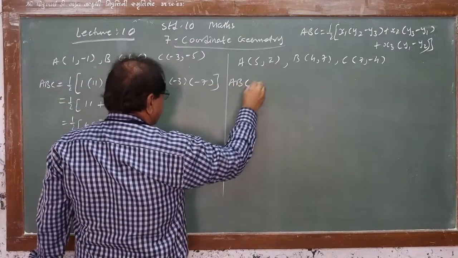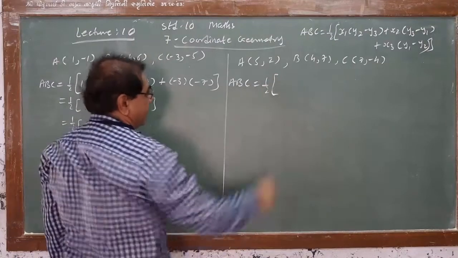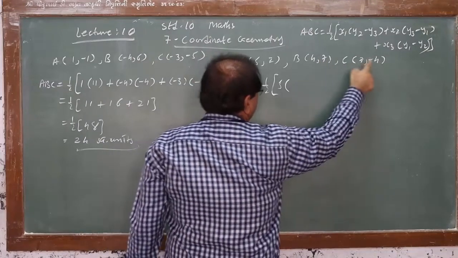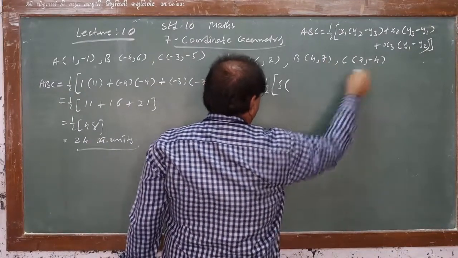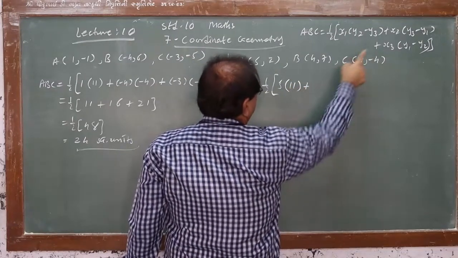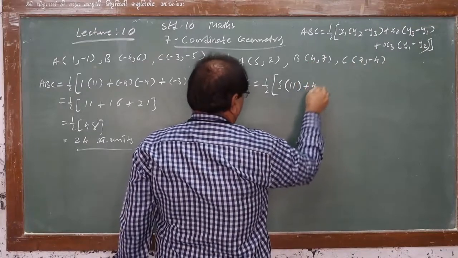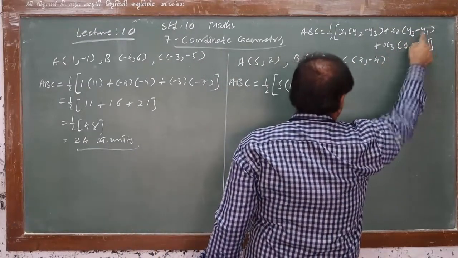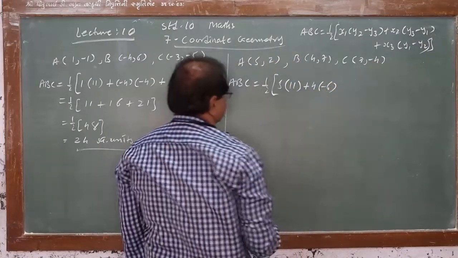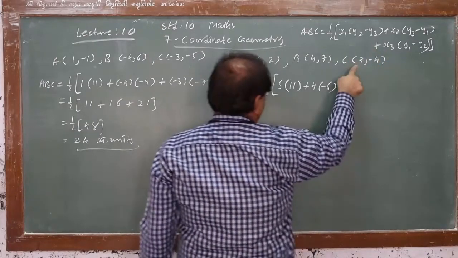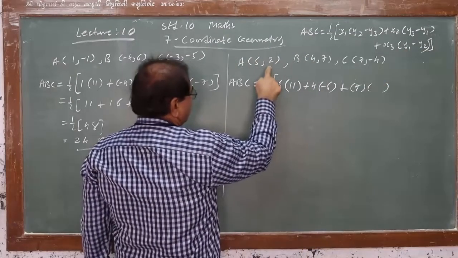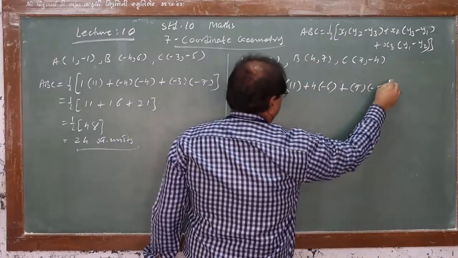So the area of ABC is equal to 1/2 into square bracket x1, that is 5, into bracket y2 minus y3, 7 minus minus 4, that is 7 plus 4, 11. Plus x2, x2 is 4, into bracket y3 minus y1, minus 4 minus 2, it is minus 6. Plus x3, x3 is 7, into bracket y1 minus y2, 2 minus 7, it is minus 5.